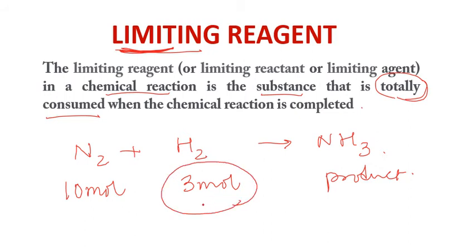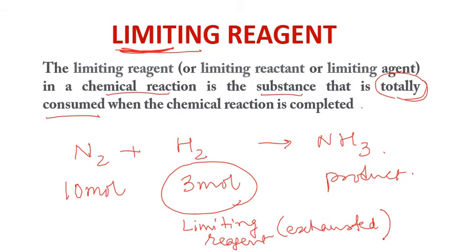So if we run out of hydrogen, then hydrogen becomes the limiting reagent for us. That means it has got exhausted, or it has been consumed totally. So we are left with nitrogen, which means we have nitrogen in excess. If one of them is the limiting reagent, the other one is the excess reagent.